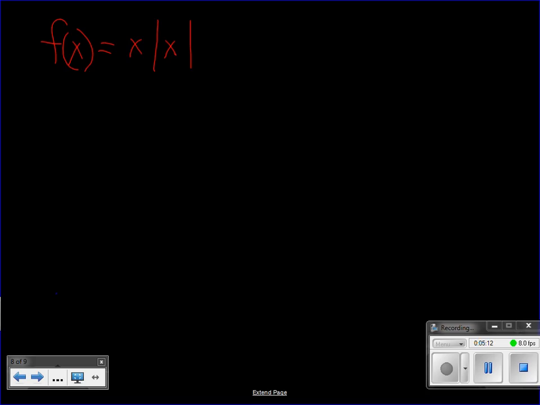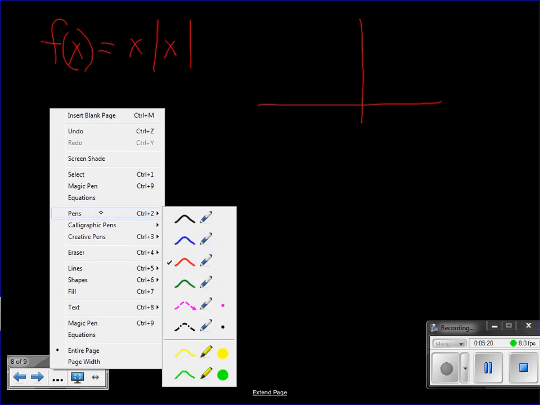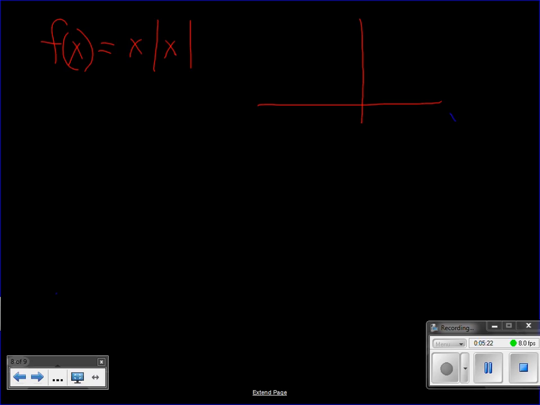Okay. First of all, do we know what the absolute value looks like? Let me just draw that. And this is, again, one you should be familiar with. If I put in an x, and this is the absolute value of x, I get something like this.